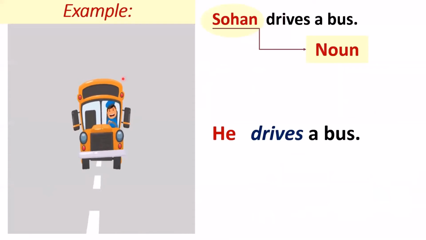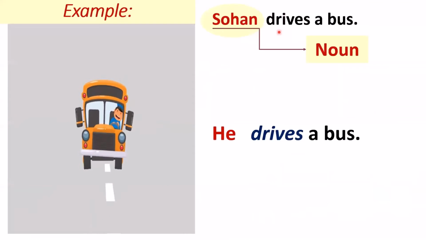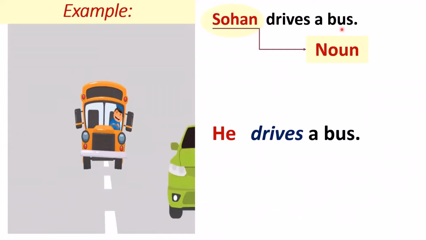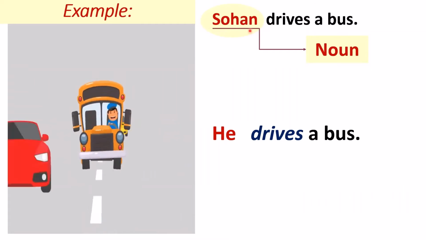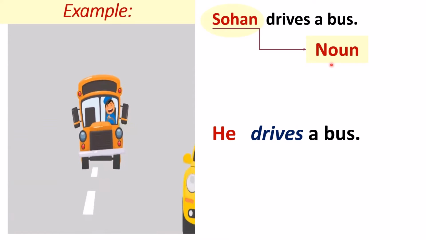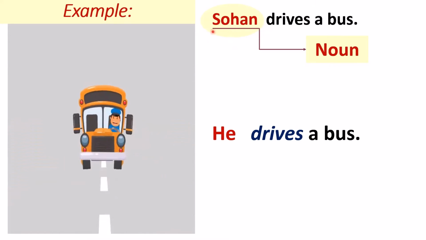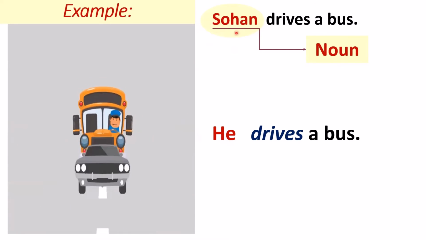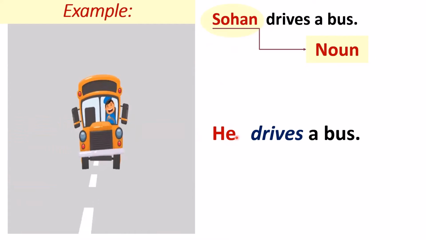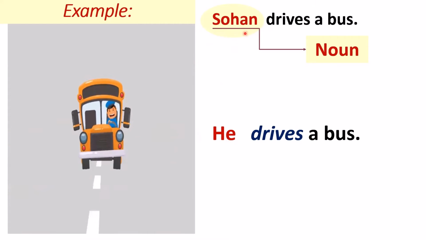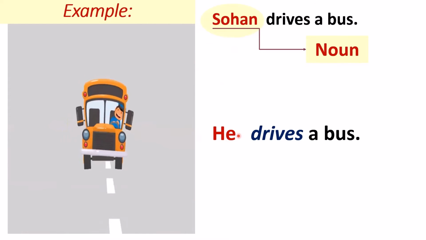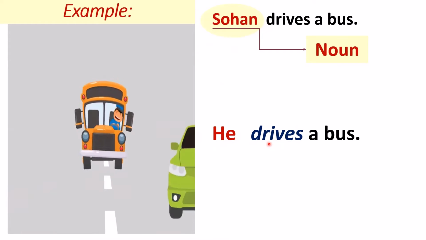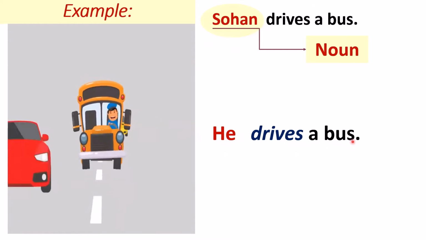Let us go through an example. Sohan drives a bus. So here the word Sohan is a noun. Now I have replaced this noun with a pronoun. Instead of Sohan, which pronoun have I used? He, because Sohan is a boy. Now the sentence becomes: he drives a bus.